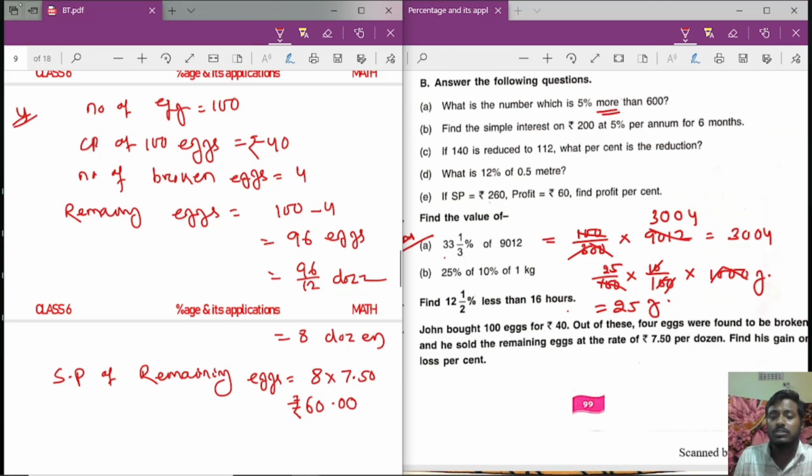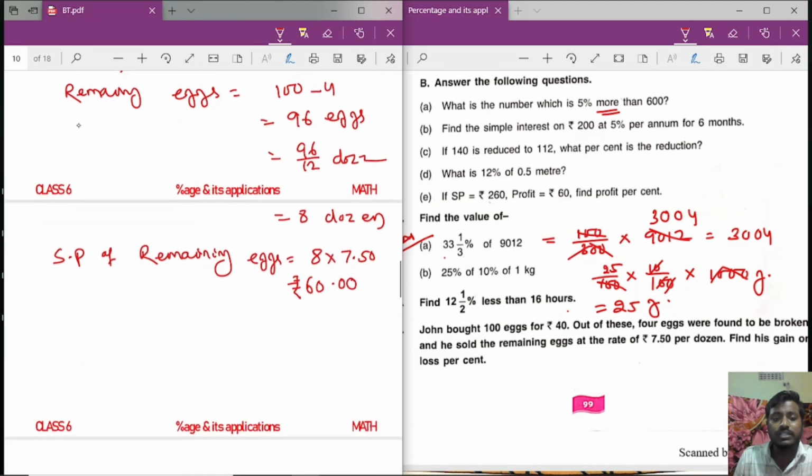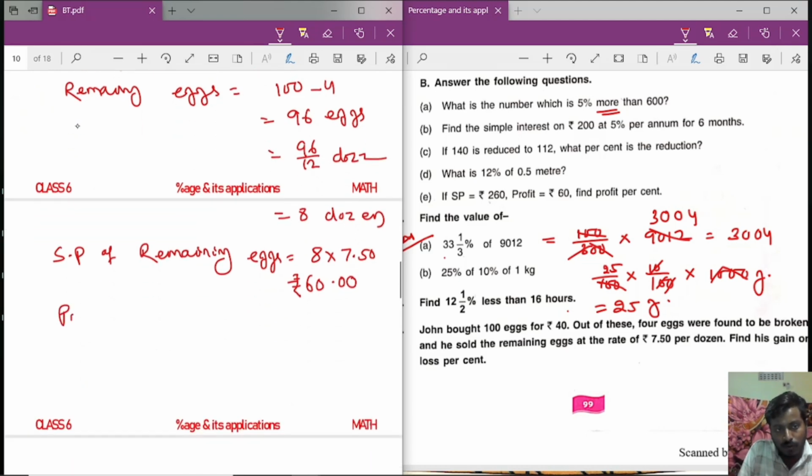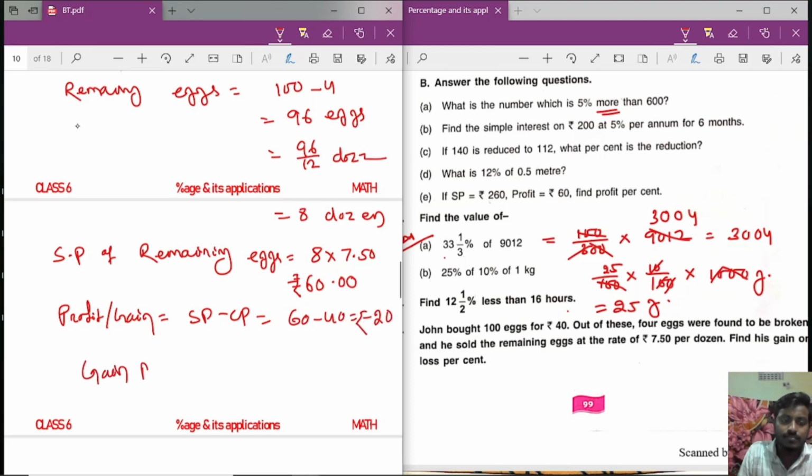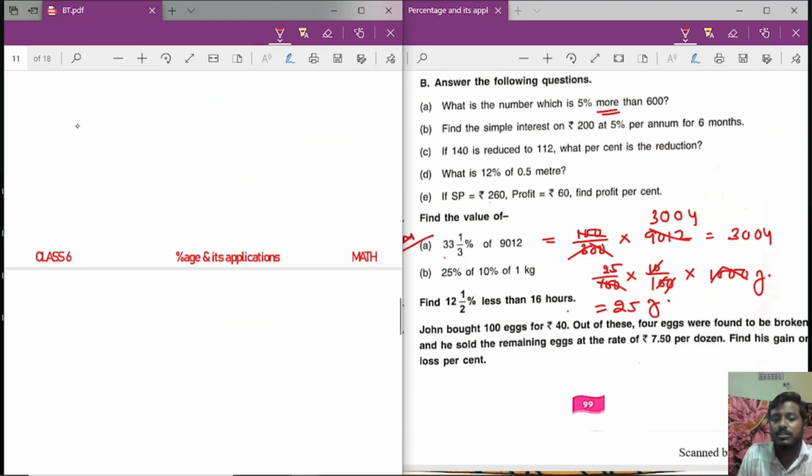Okay. Now the question is to find the gain or loss percentage. So CP equals how much? 40 rupees. SP equals 60 rupees, which means profit. So write down profit or gain equals SP minus CP equals 60 minus 40 equals rupees 20. Now find the gain percentage equal to 20 divided by CP, so CP, that is 40 into 100. The zeros cancel, 2 2s are 4, 2 5s are 10. So the answer is 50%.